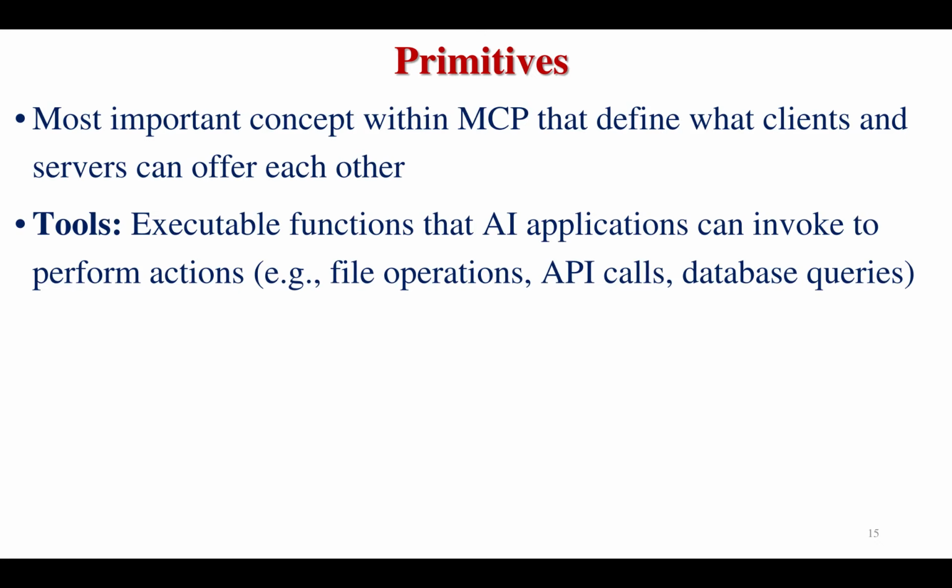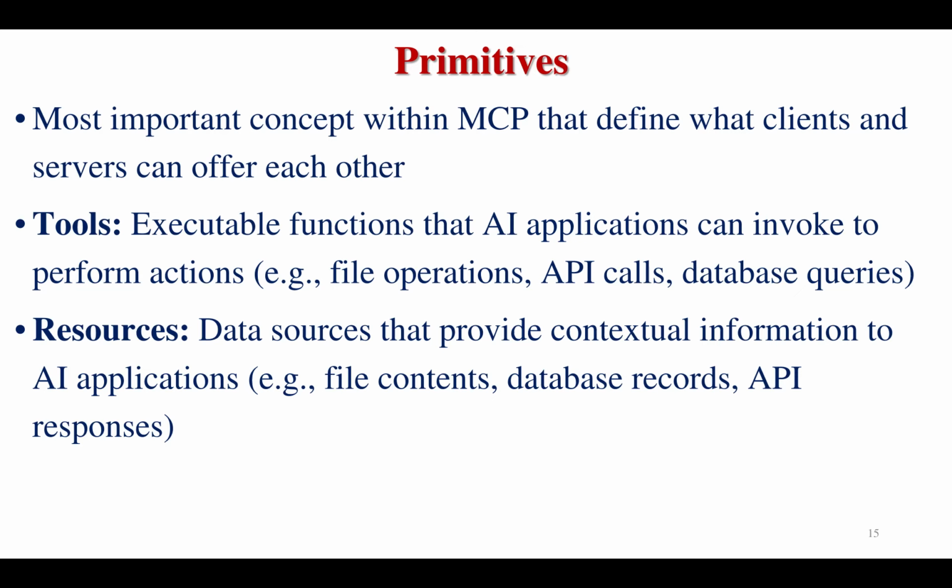First one is the tools. A set of tools will be there. Tools are the executable functions that the AI application can invoke when it wants to perform some actions like file operations, API calls, or database queries. The server will be providing some tools which will be called by the client.